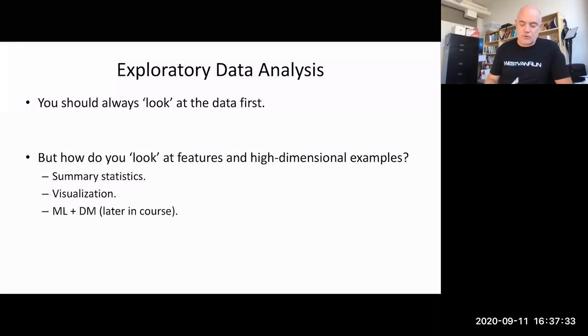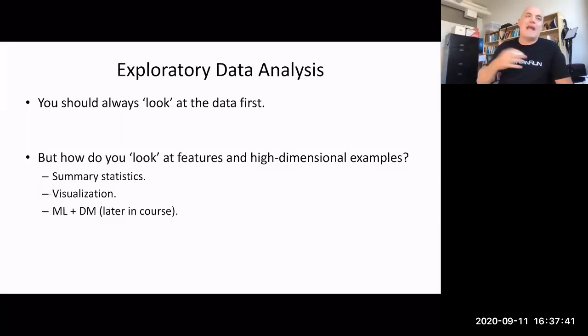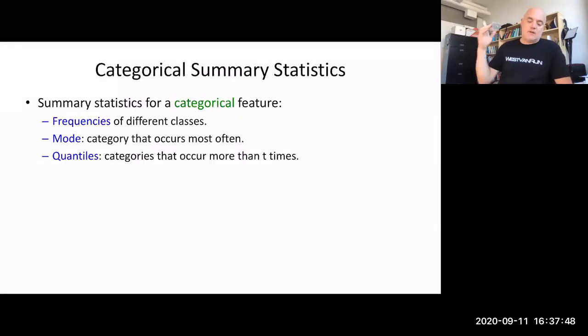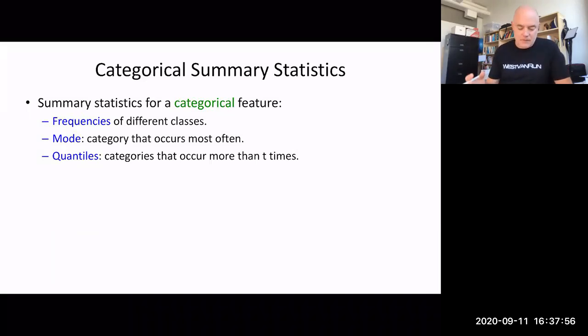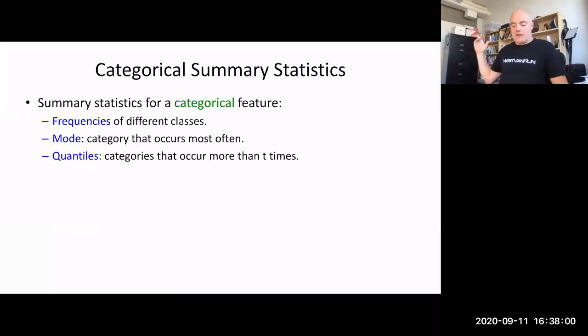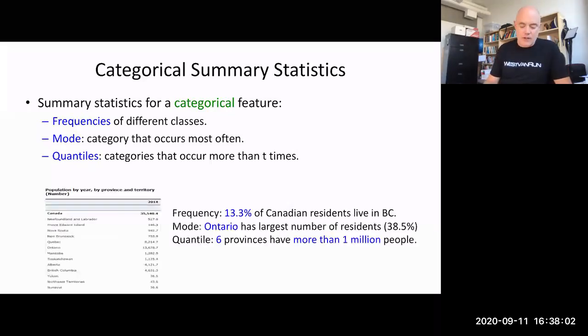is look at the data, right? So how do you look at features and high dimensional examples and get a sense of what's going on in the data? You compute summary statistics, you visualize stuff, and in fact, you use the products that we're going to talk about later in this course, machine learning and data mining. So what kind of summary statistics can you compute for categorical data? Summary statistics for categorical features include frequencies of different classes. The category that occurs the most often is called the mode. Categories that occur more than t times are the quantiles, right?